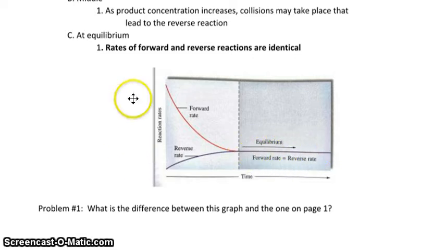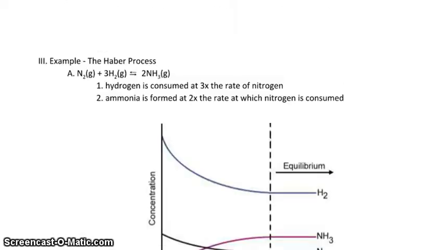So my two differences are the reaction rate is your y-axis here, and your two lines merge into one on this one. They don't necessarily have to merge on the other graph. So let's go ahead and see what's going on in the next page.